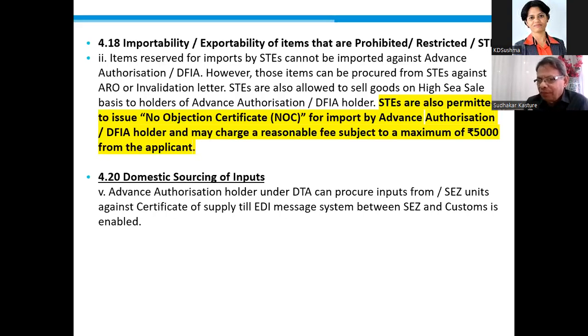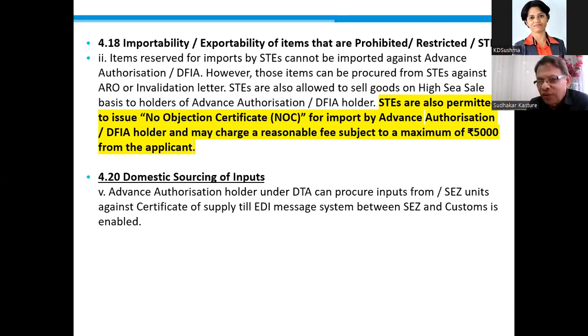A restricted item, which is reserved for state trading enterprises, can be imported by you by obtaining an advance authorization. And for getting the advance authorization, you require a no objection certificate from the specific state trading enterprise, say ASTC or MMTC. And it is also said that they can do this by charging a reasonable fee subject to a maximum of rupees 5,000 per applicant.